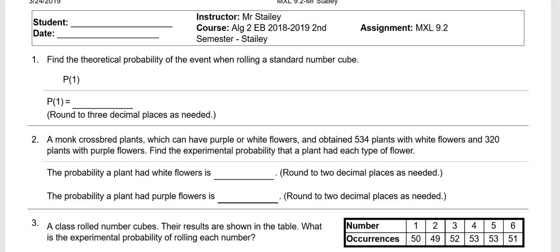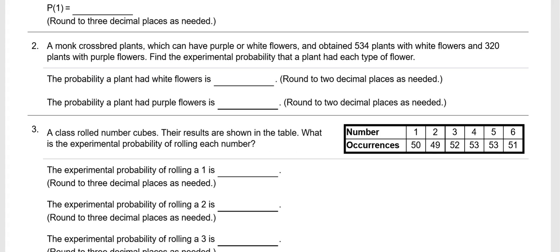Breeding these plants together. Some guy named Monk crossbred plants. They're purple and white flowers, and what he got when he crossbred these plants was 534 plants which had white flowers and 320 plants which had purple flowers. Find the experimental probability that a plant had each type of flower.